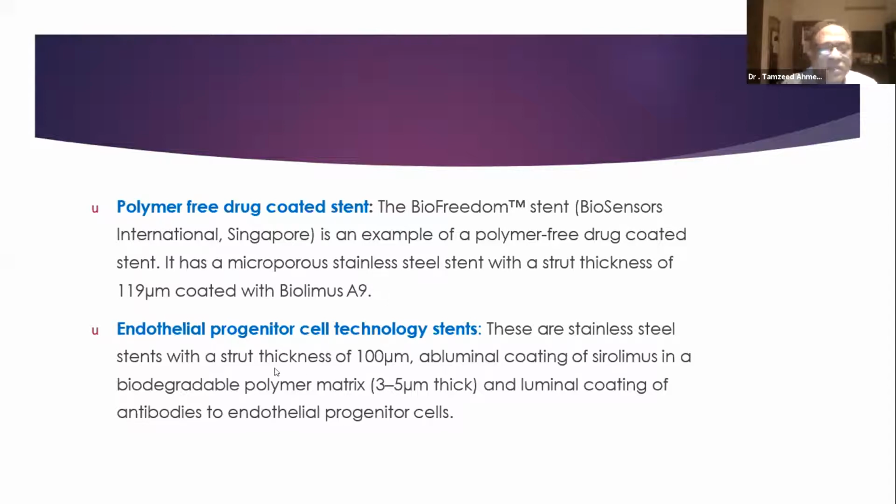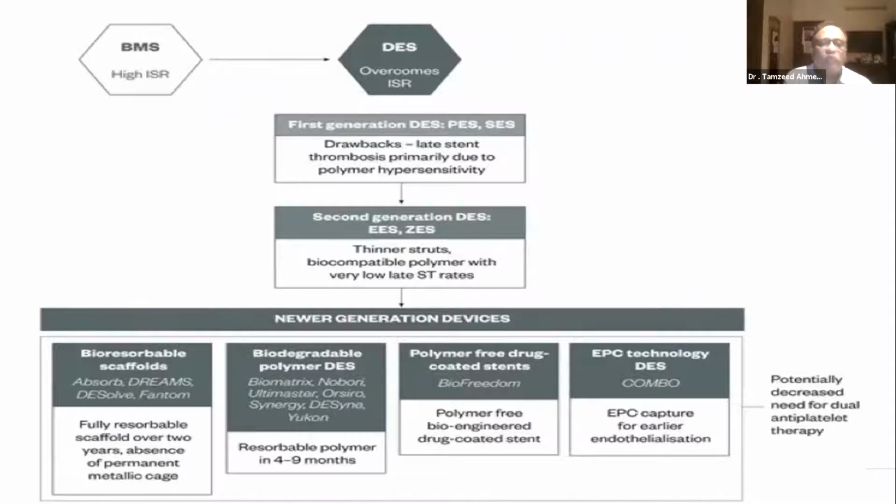And there are some newer stents like the endothelial progenitor cell technology stent. This stainless steel strut has an abluminal coating of sirolimus with a biodegradable polymer matrix and a luminal coating with antibodies to endothelial progenitor cells, leading to early endothelialization. Now, we started our journey with the bare metal stent, which had a higher ISR rate, but was much better than balloon angioplasty, of course.